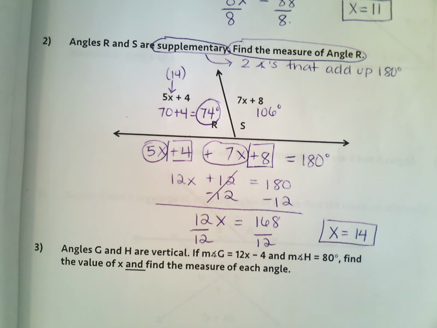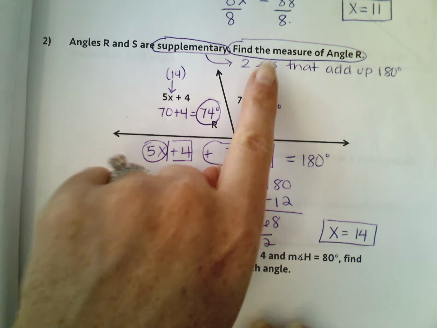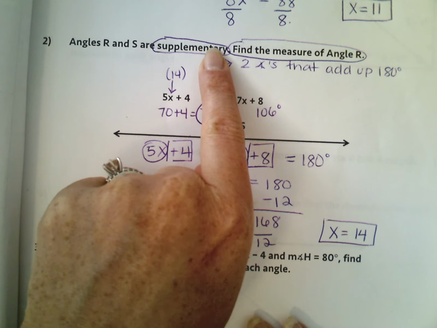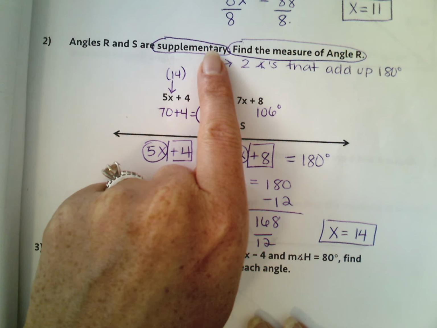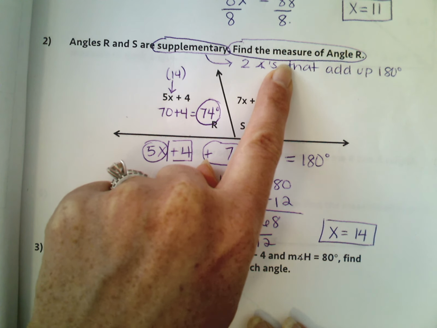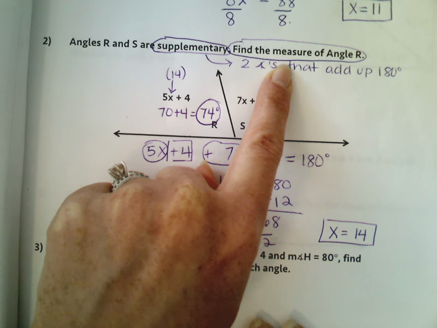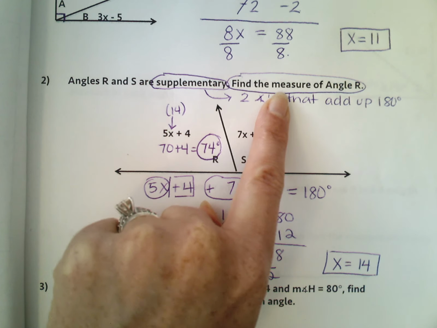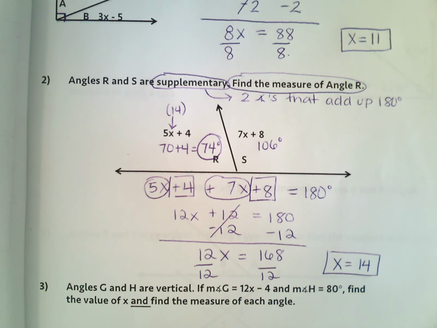So just a couple things here. Remember, look at what it's telling you, what information is given, whether it's complementary or supplementary. And then whether it's asking you to solve for x like it did up above, or whether it's asking you to find the measure of angle R. Okay?